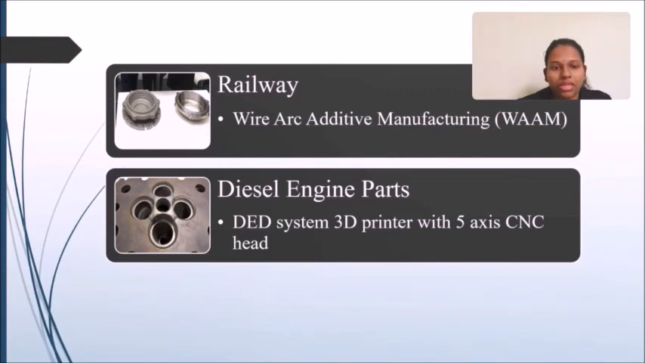So as of now, Cummins is actually using a DED, directed energy deposition, system, a 3D printer with a 5-axis CNC head called the DM3D machine, where the spray nozzle is actually laser guided to the accurate damage location for them to repair.